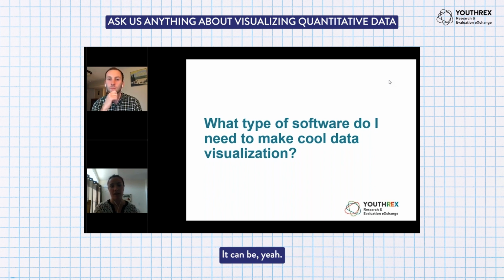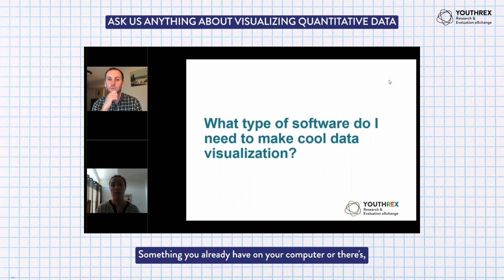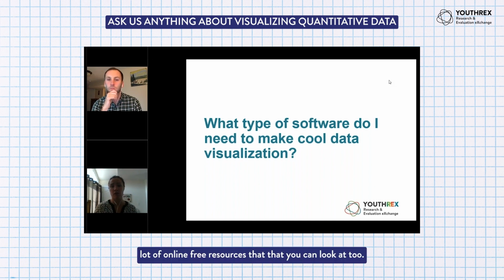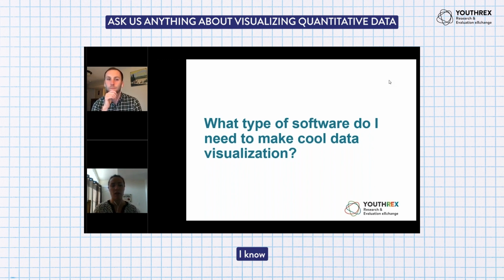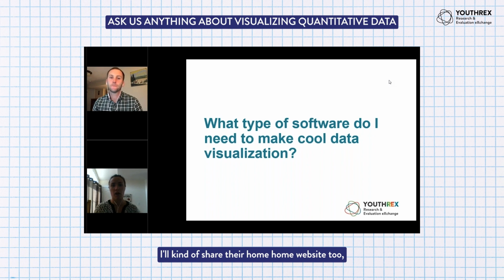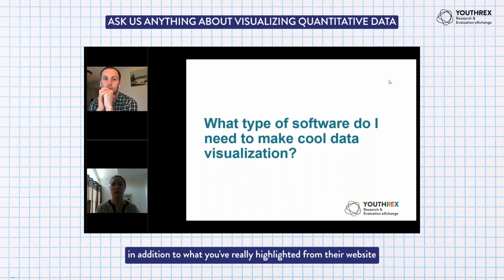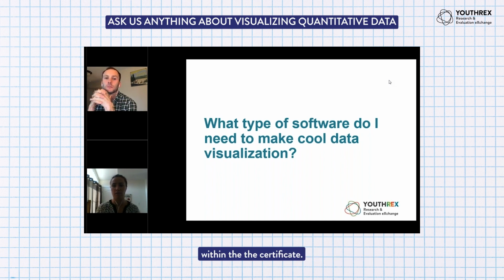So it doesn't need to be expensive or costly. It can be something you already have on your computer, or there's, as David mentioned, a lot of online free resources that you can look at too. So I'll definitely share both of those two websites. I know they're embedded a lot, or you refer to them quite a bit within Module 4, but I'll share their home website too, so that'll allow people to scroll around a little bit and just see what else they have to offer in addition to what you've really highlighted from their website within the certificate.